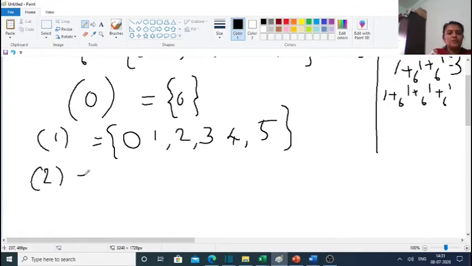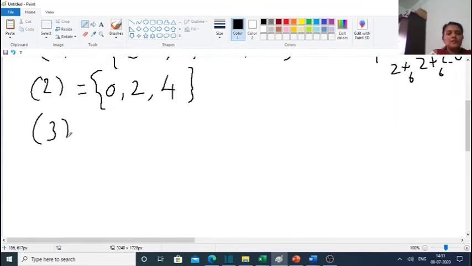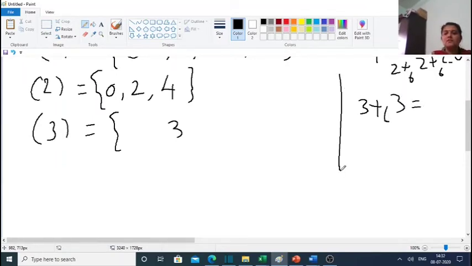Now the cyclic subgroup of 2: if we write 1 time, it is 2. 2 addition modulo 6 2 is equal to 4. Again 2 addition modulo 6 2 addition modulo 6 2 is equal to 0. Now the cyclic subgroup of 3: if we write 1 time, it is 3. 3 addition modulo 6 3 is equal to 3 plus 3, 6, and the remainder is 0. So the answer is 0.